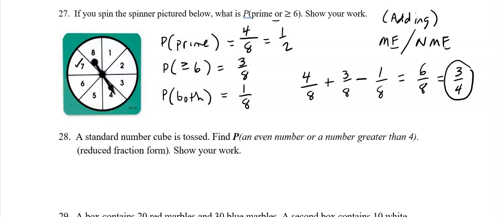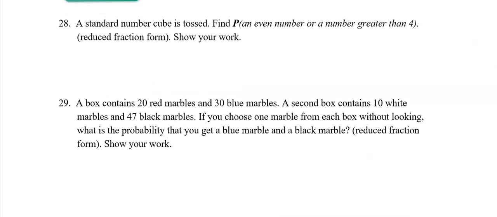All right, let's take a look at 28. This is a number cube problem. Again, you see the word or, so you know you're going to be adding. You know then that this is either going to be mutually exclusive or not. So let's see. Find the probability of even on the number cube. Of course, that's 3 out of 6.